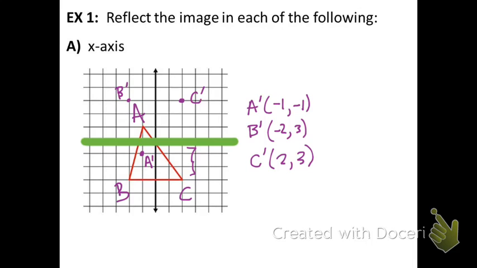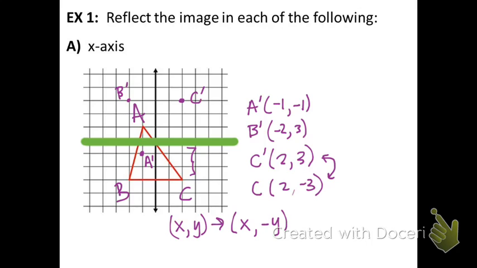Now, what we did in class today is we talked about it would be really nice if there was just a general rule. So we went ahead and looked at what C was. C is over 2, down 3. And then I said, can we make a comparison between these two, or what does it take to get from C to C prime? Well, the x values don't change, so we wrote a rule here that the x does not change, but the y's do. We can see that they become opposites. So if we do -y here, that will help us get opposites, and that is the rule for reflection into the x-axis.